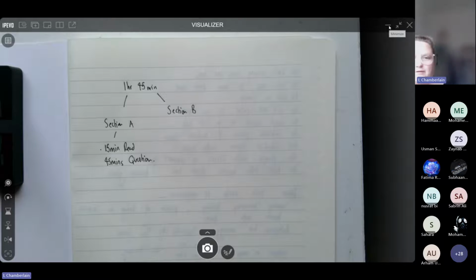So I've just jotted that down as well. Then we've got some dialogue, some conversation. So I'm just going to jot that down again to act as a signpost for me for later on when I'm looking at question 3.